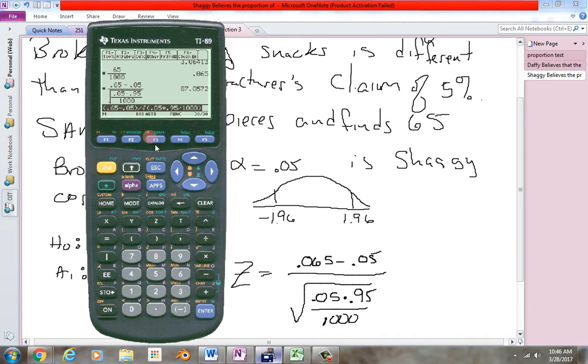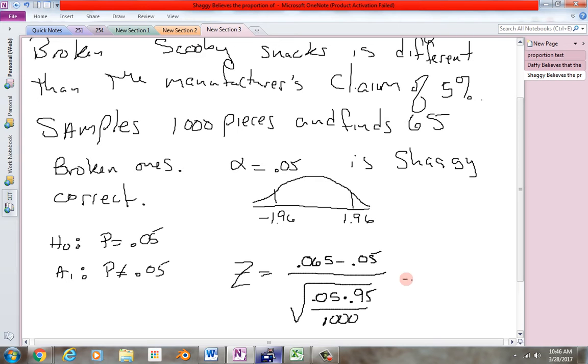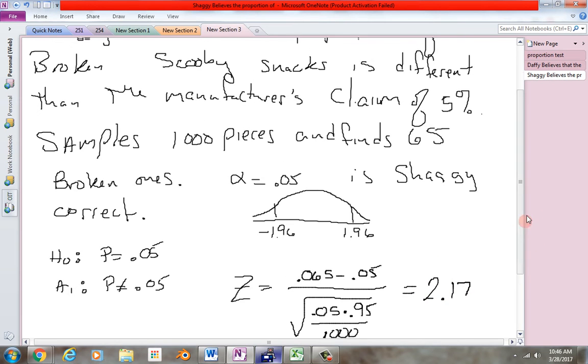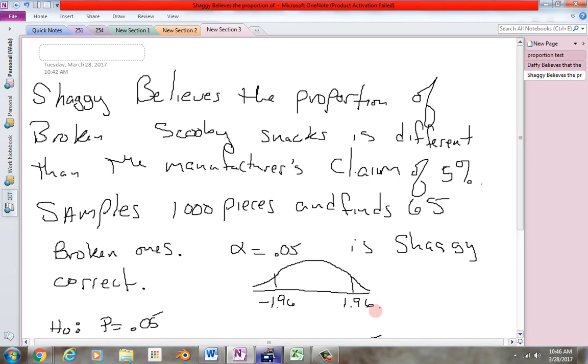Holy buckets. Anybody notice something there? Apparently I missed a 0. There we go. Oh, 2.17. Okay, that's significant, but not as significant as the other one. Are you with me? 2.17. Well, that's out into here somewhere.